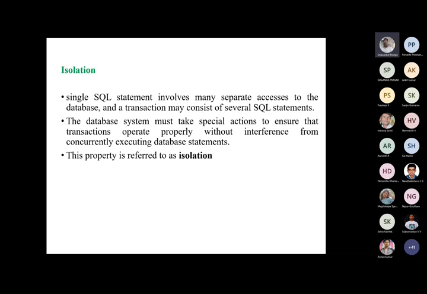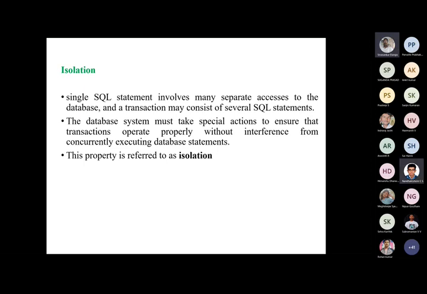So generally, whenever you want to increase the throughput of the execution of the transaction, right? So we allow multiple users to pay their tuition fees at a particular time. We allow multiple users to buy tickets for a cinema at a time, right? So generally, to improve the throughput of the system, we allow multiple access to a database, right? So the database system must take special actions to ensure that transactions operating concurrently should operate properly without interference from the other concurrently executing database statements.